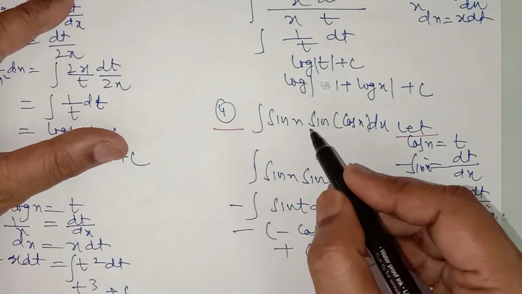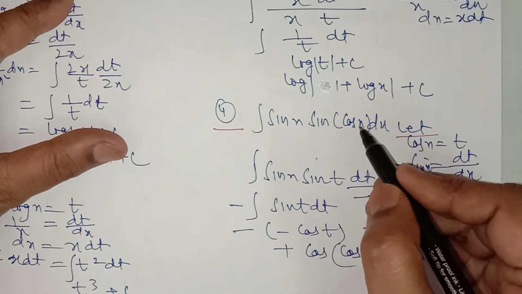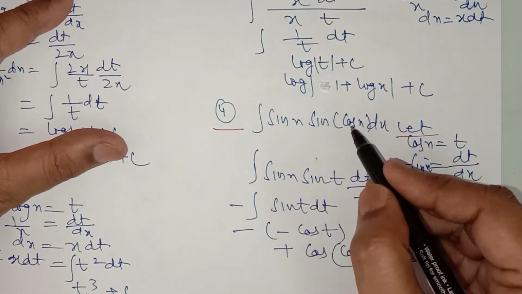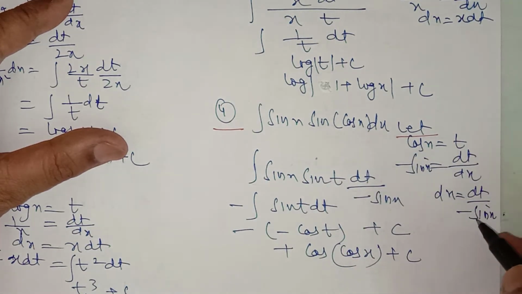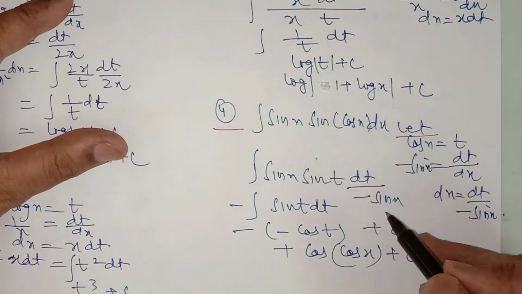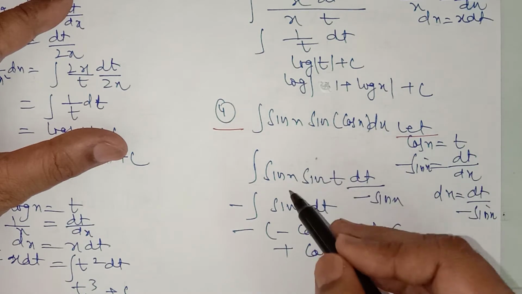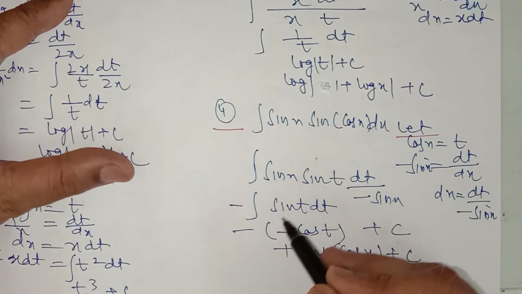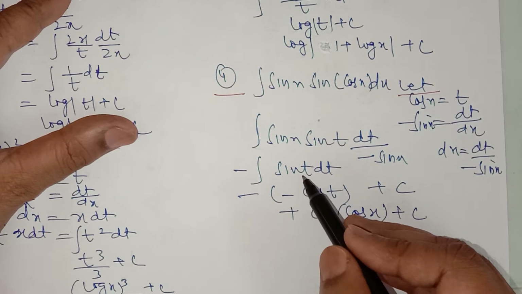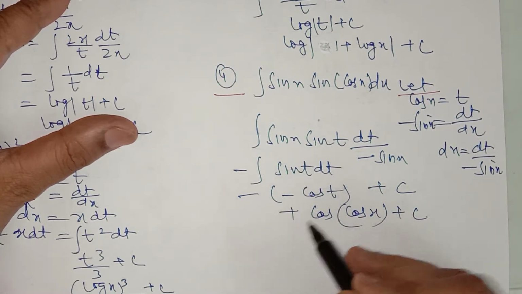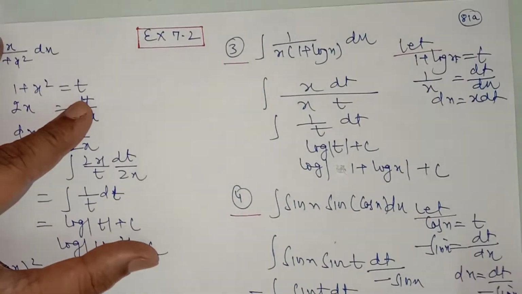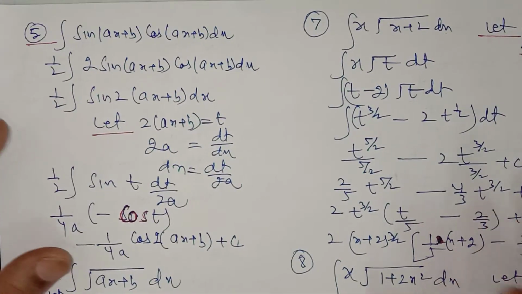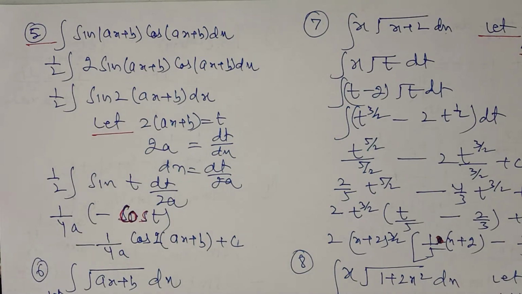In question number 4, you can let cos x equal to t, because the derivative of cos x is minus sin x, which is given here. So dt upon dx is equal to minus sin x, and dx will be equal to dt upon minus sin x. So replace dx with dt upon minus sin x, and sin x as it is. Sin x will be cancelled out with sin x. We are getting only sin t, and the integration of sin t is equal to minus cos t. So with the minus sign it will become plus, and replace t with cos x. So this is the method you have to use in this exercise to find the integral by substitution, but you have to find which term you have to let here.